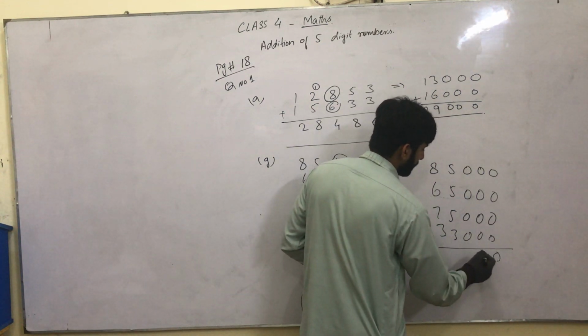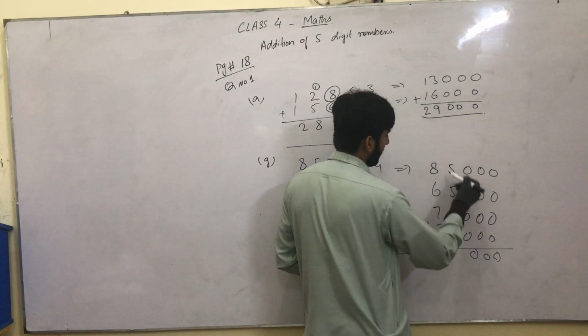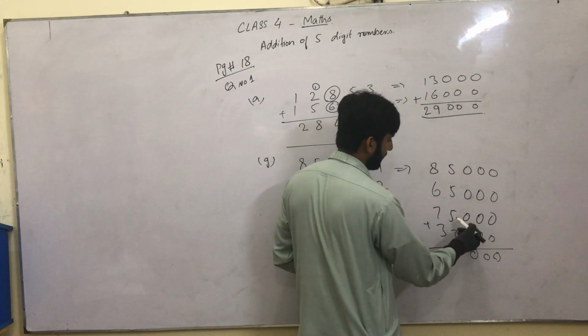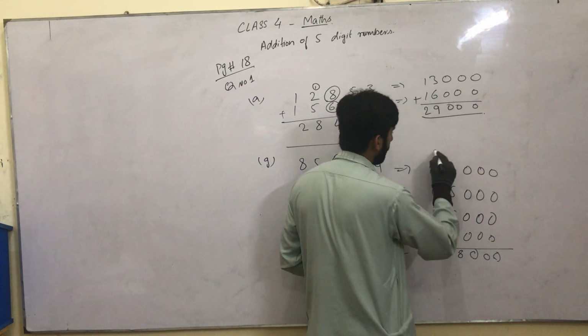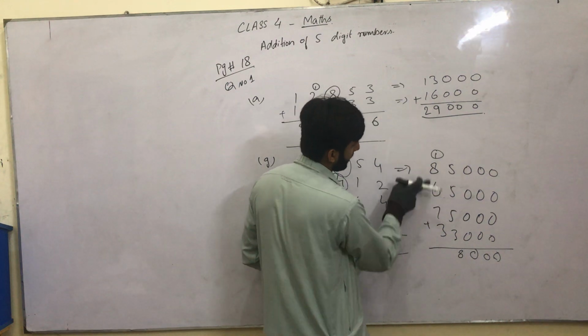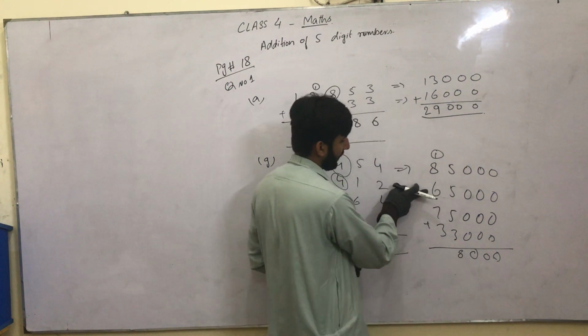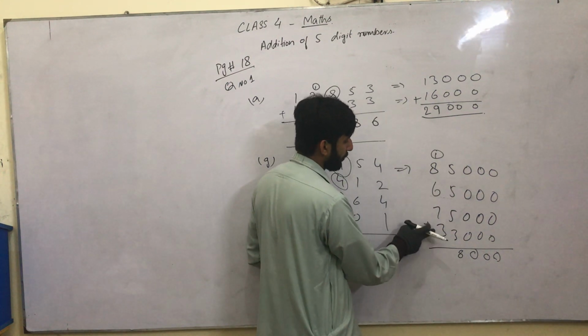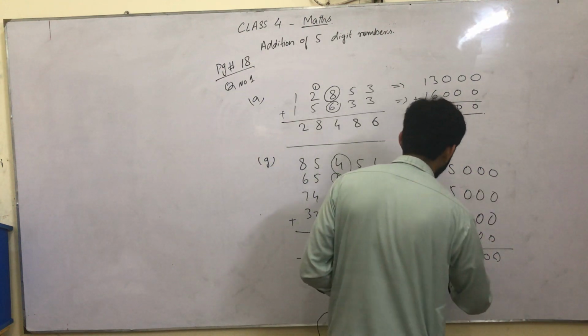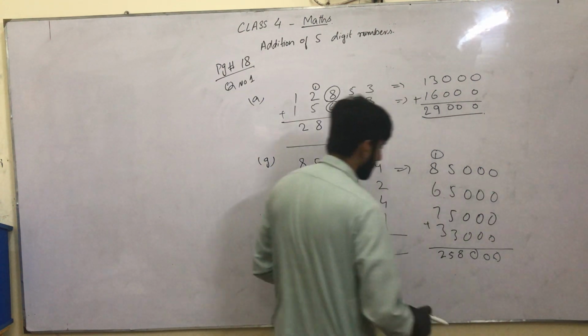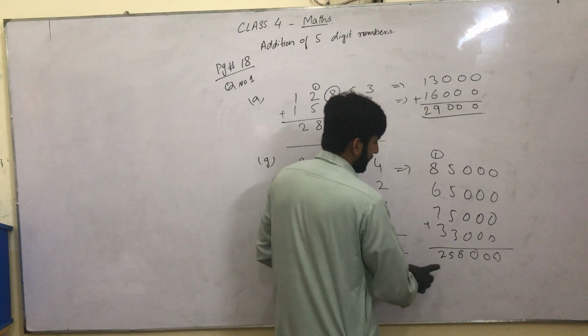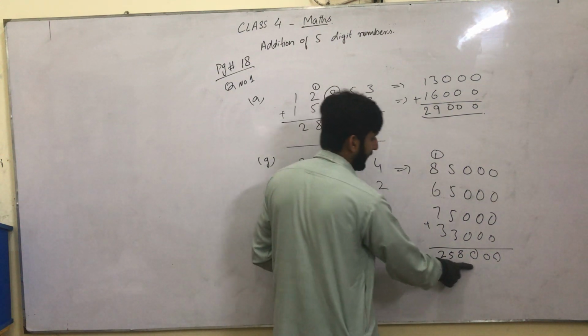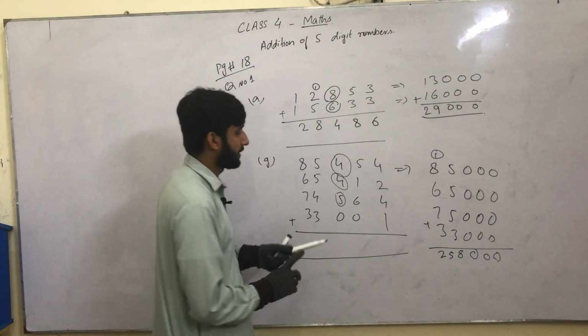Addition: 0, 0, 0, 5, 5 is 10, 10 and 5 is 15, 15 and 3 is 18. This is 8, 1 carry. 8 and 1 is 9, 9 and 6 is 15, 15 and 7 is 22, 22 and 3 is 25. This is 258,000. Now let's calculate our original answer.